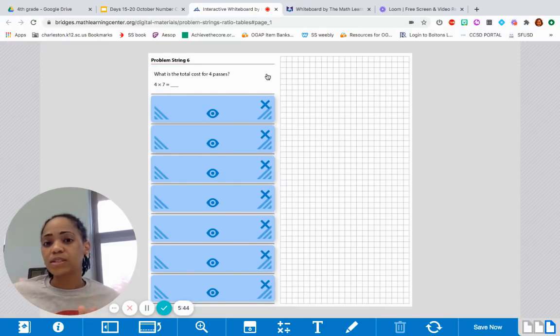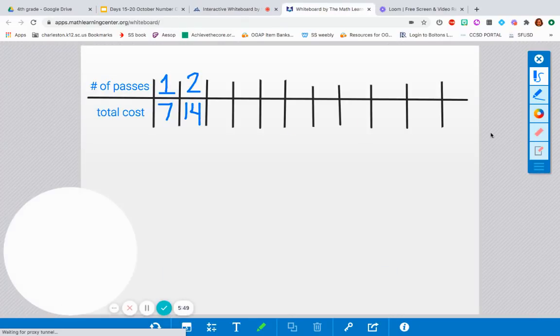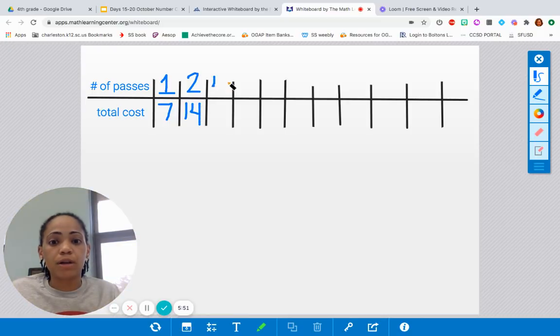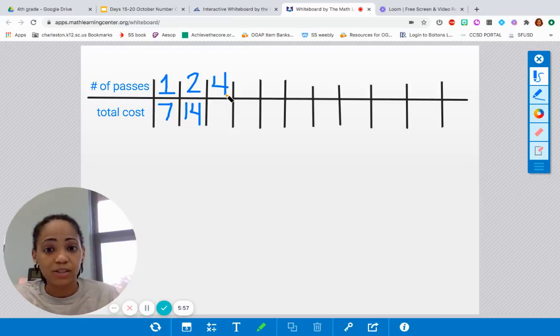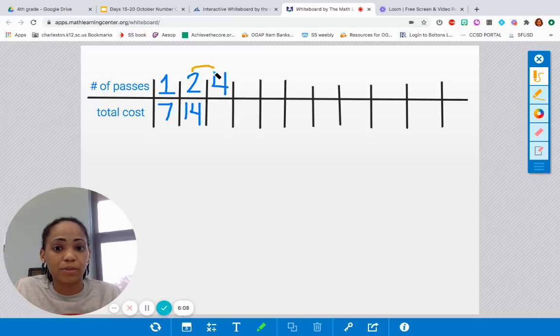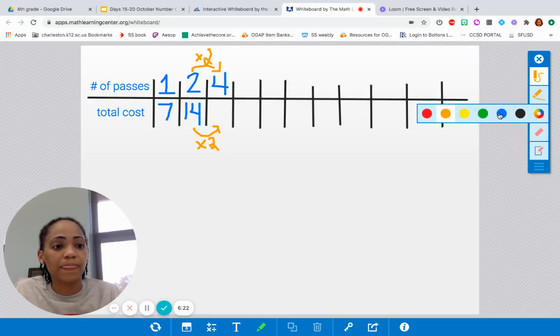Now I want to know, what is the total cost of 4 passes? Now I have 4. So how much is that going to be? It's 4 times 7. How can I solve that? Right. So each time we're now doubling a factor. Remember we talked about doubling? So when I double a factor, I have to double the product. So what's 14 doubled? You got it. It's 28. Good job.